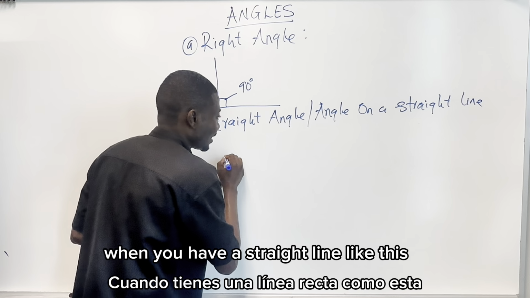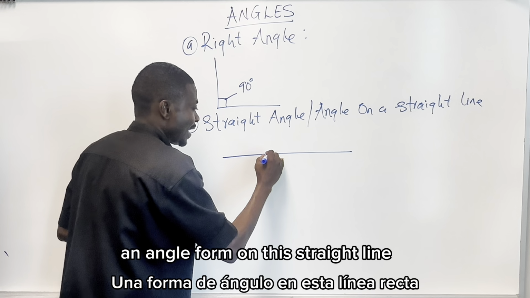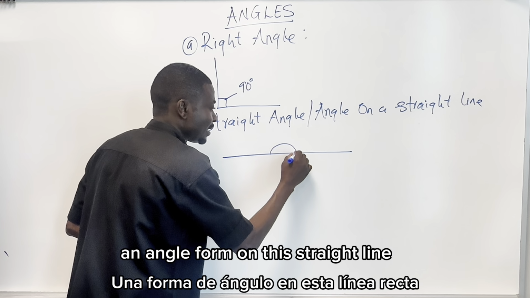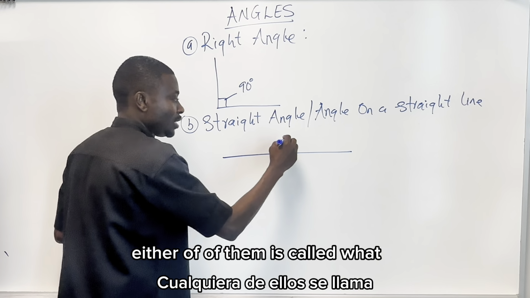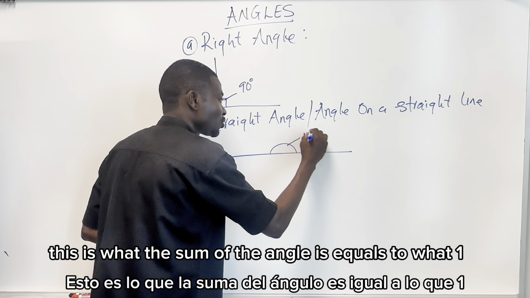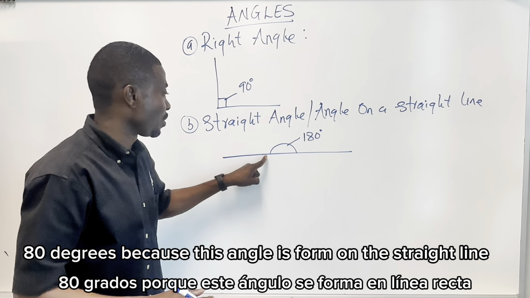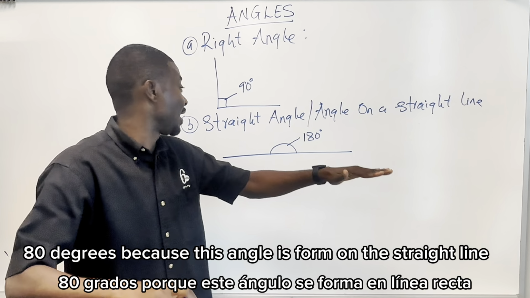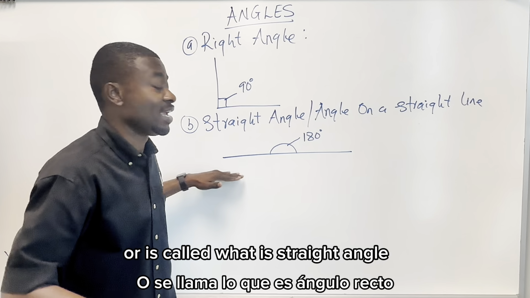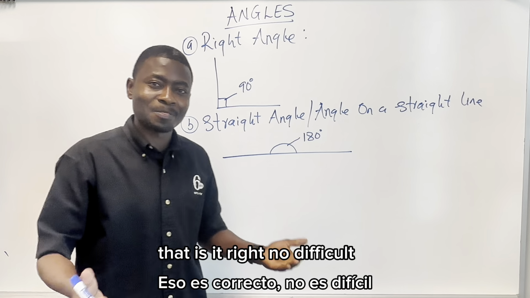When you have a straight line like this, the angle formed on this straight line, either up or down, is called a straight angle. The sum of the angles is equal to 180 degrees, because this angle is formed on a straight line.